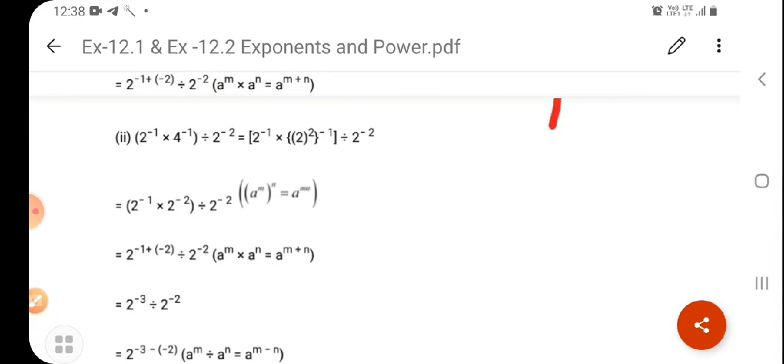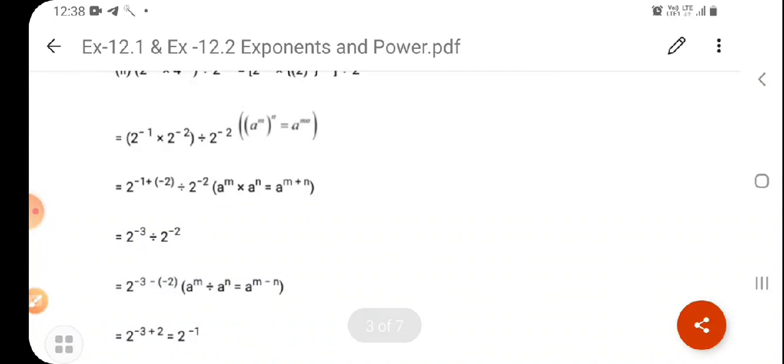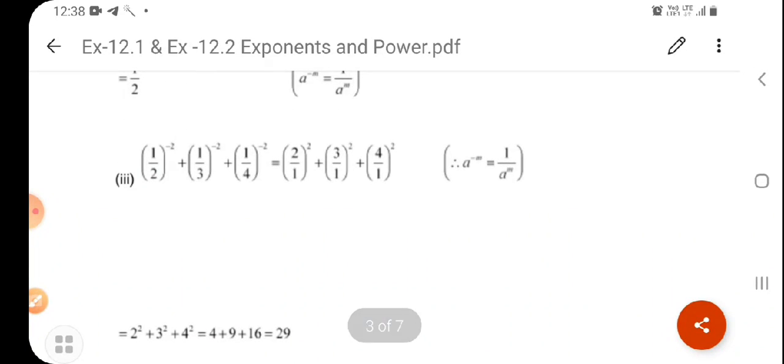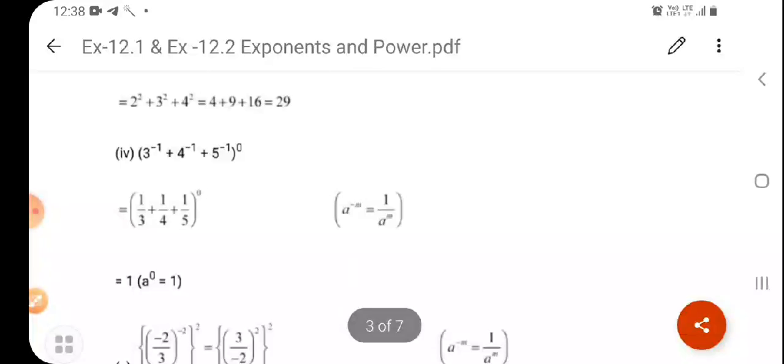Next is 2 to the power minus 1. Again, using the above identities, we will solve the questions. In the third part, 1 upon 2 to the power minus 2, it is in fraction form and the power is negative, so we will reciprocate it. 1 upon 2 can be written as 2 upon 1 and the power gets the positive sign, which is a to the power minus m equal to 1 upon a to the power m. Now we will square them and add them to get the final value.